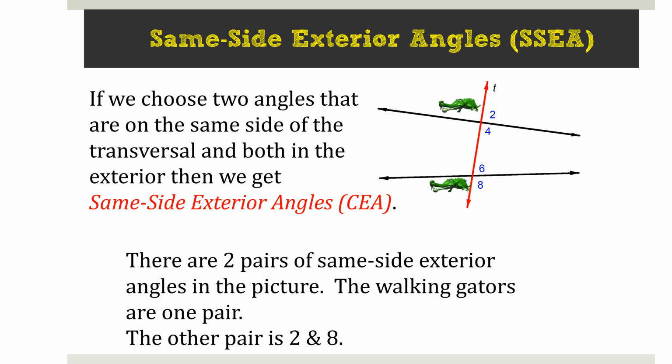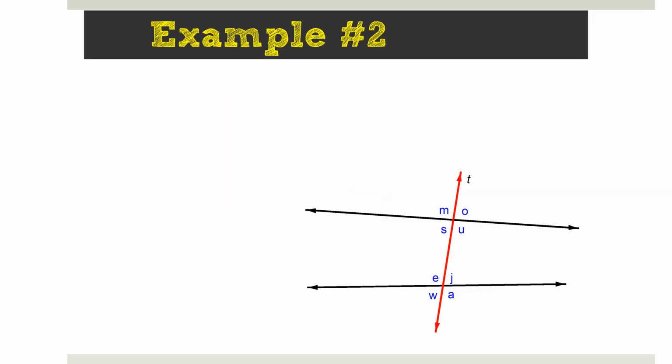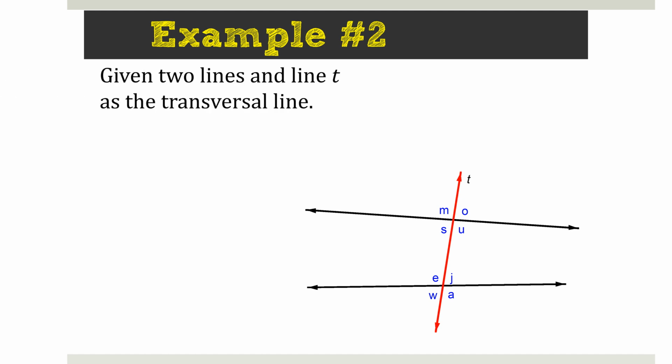Now we want to change the rules. So just to make sure we're on the same page, let's start with this. I got rid of the numbers. I don't want you to just memorize numbers. Jack, could you please tell me all the corresponding angles in that picture? We're going to use letters instead of numbers.